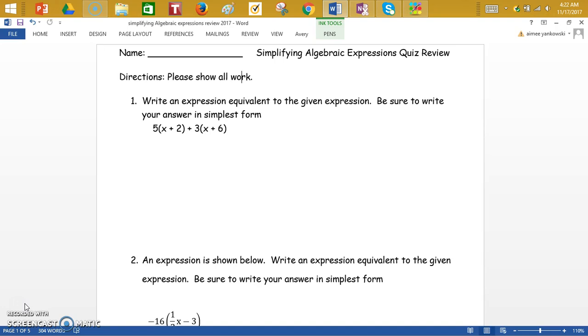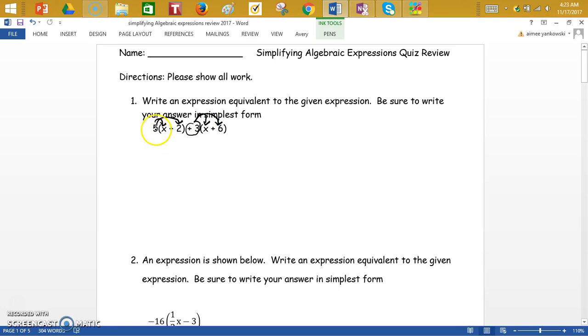It says, number 1, write an expression equivalent to the given expression. Be sure to write your answer in simplest form. Well, when you have a number outside a set of parentheses, I know I need to distribute that number through the parentheses, or multiply that number through the parentheses. And then here again, I have this beautiful positive 3 outside my second set of parentheses. So I need to distribute that positive 3 through my second set of parentheses.